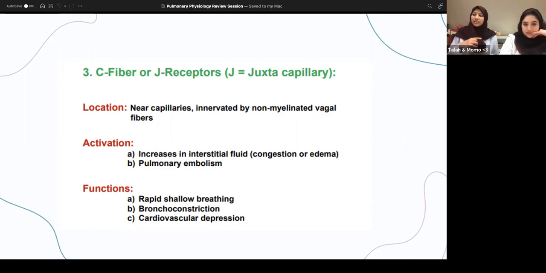However, the slowly adapting stretch receptors depend on how much the lung expands, or how much distension happens in the lung. Rapidly adapting receptors depend again on lung distension and irritants, but they would cause a cough reflex and so on. It's a much greater response.